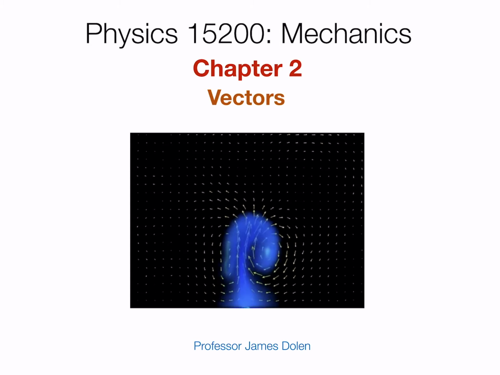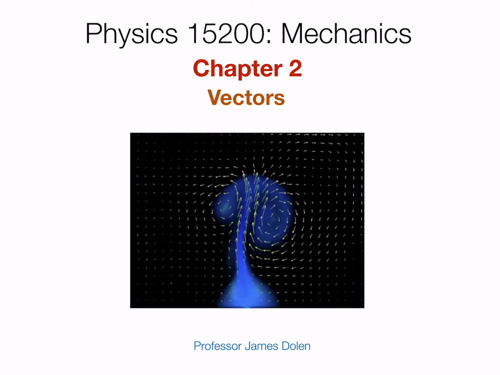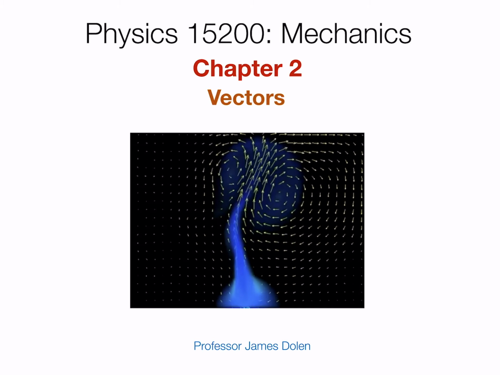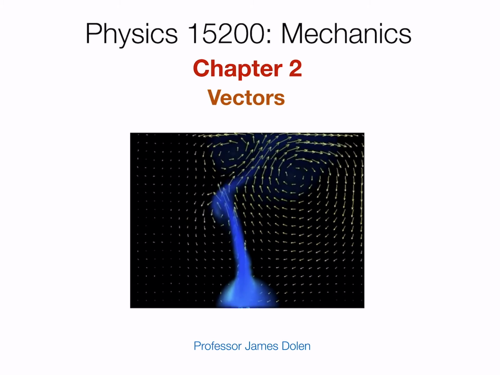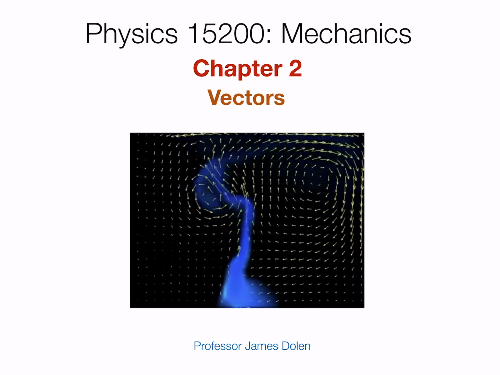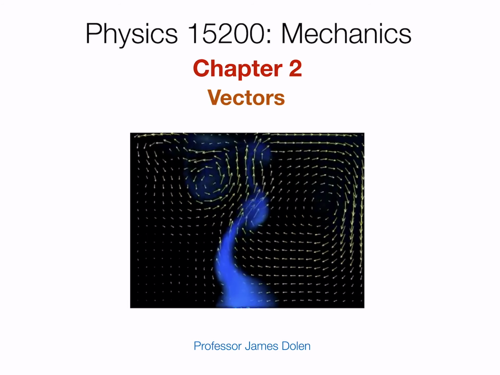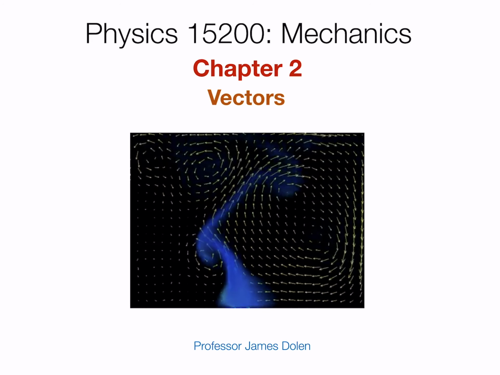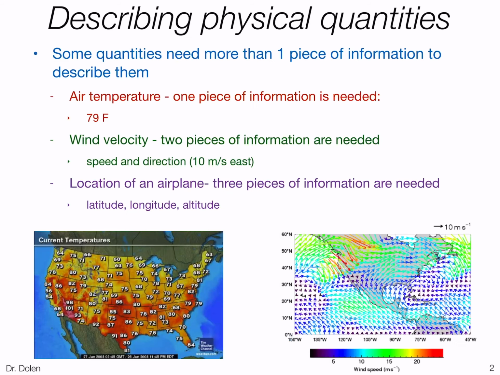We have a quick video here that shows a simulation of a fluid, and we can see all the arrows drawn in this simulation are examples of vectors. They're denoting both the magnitude of something but also the direction. So you can ask me more about the simulation in office hours.